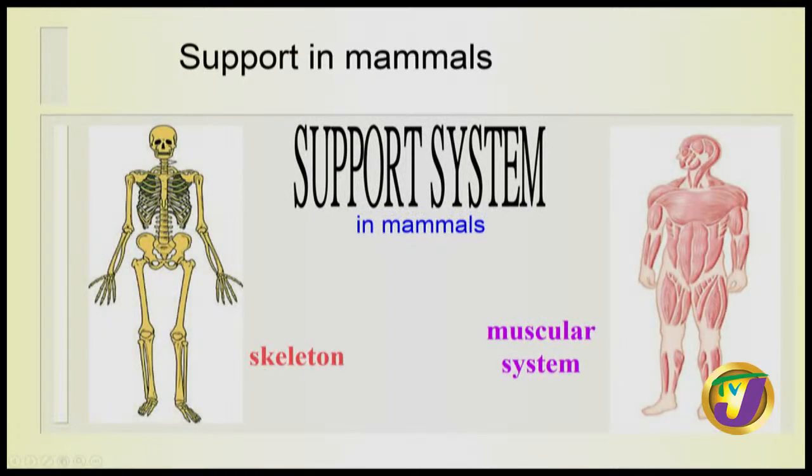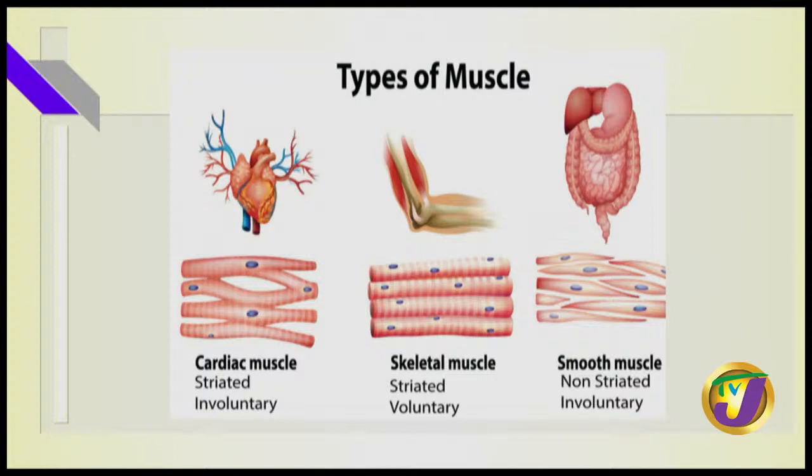Now, supporting animals. So the skeleton alone can't give support to animals. As I said, there need to be muscles as well. So the two systems aid in movement and support. So we're going to look at the types of muscles because they are so important for the body as well. So different types of muscles.